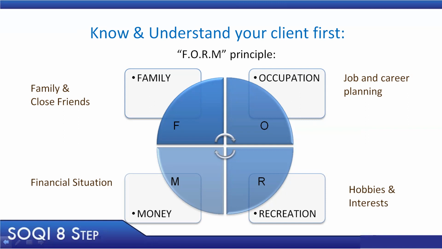R stands for recreation. What does your client enjoy doing in their free time? What are their hobbies? How does your client relax or perform self-care? M stands for money. What is your client's general financial situation? Do they run their own business? Do they want to have a higher income than what they currently make?